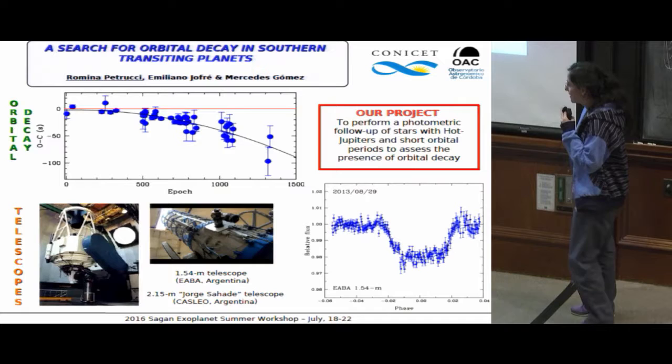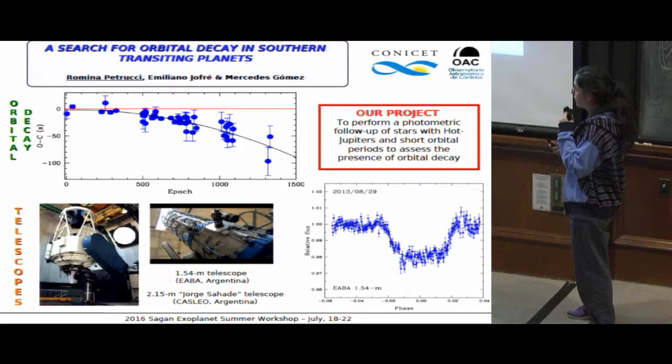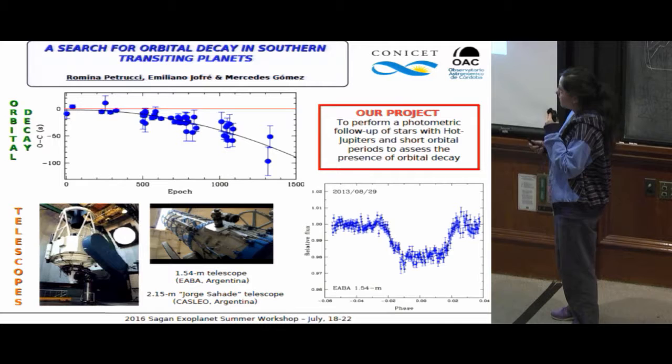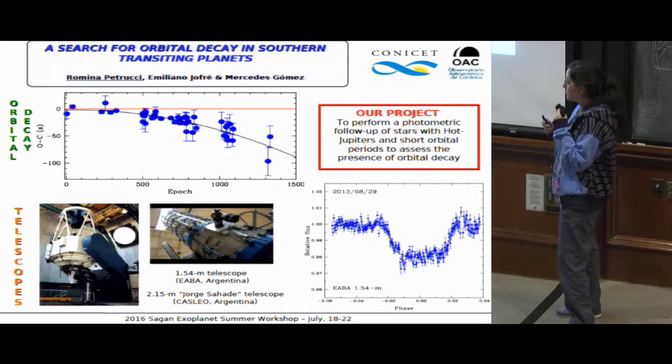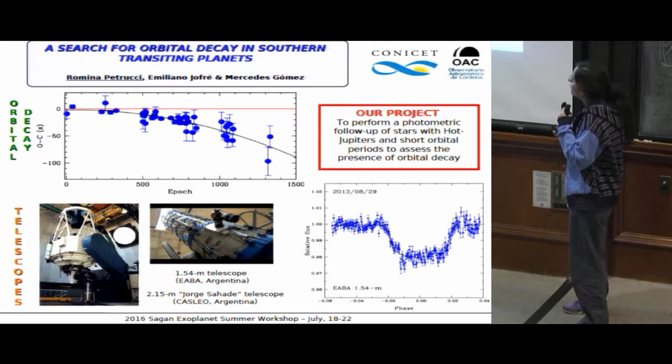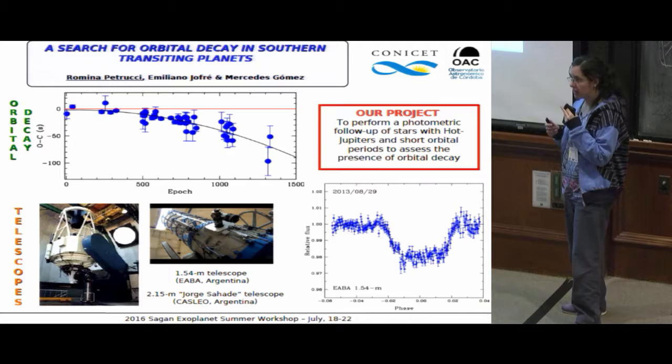One of the methods proposed to detect this kind of phenomena consists of measuring the mid-transit times of transiting exoplanets during several years. Then, if these measurements reveal that the observed mid-transit times are produced systematically earlier than the predicted ones, then we can suppose the planet is suffering orbital decay. So the main purpose of our project is to perform a photometric follow-up of stars with transiting hot Jupiter-like planets to evaluate the presence of orbital decay in these systems.